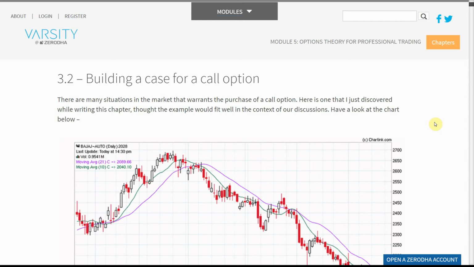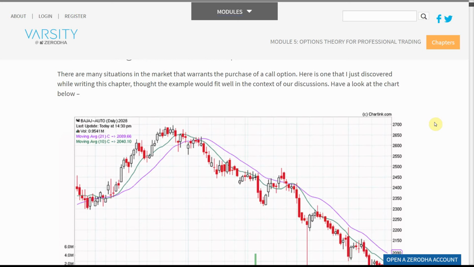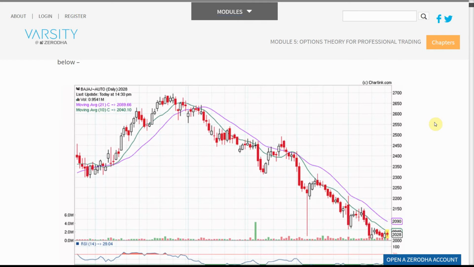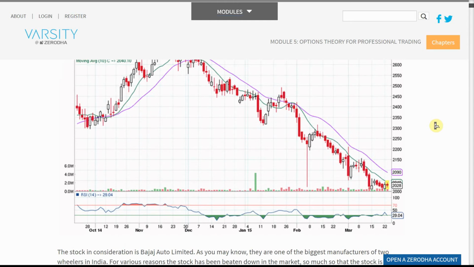The stock in consideration is Bajaj Auto Limited. As you may know, they are one of the biggest manufacturers of two-wheelers in India. For various reasons, the stock has been beaten down in the market, so much so that the stock is trading at its 52-week low price. I believe there could be an opportunity to initiate a trade here.